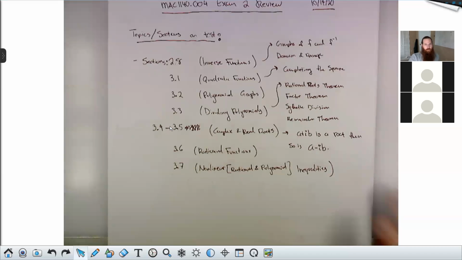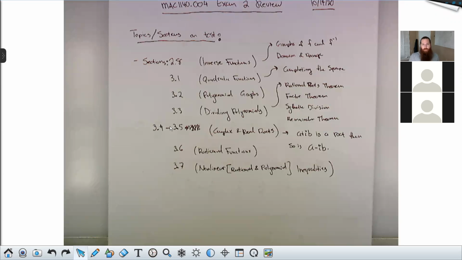Everything else in that section should have been reviewed. Polynomials and polynomial graphs. This is all stuff we've been talking about recently, so hopefully it's still fresh in your head. Polynomial graphs, make sure you remember the multiplicity thing, like bouncing versus crossing. Dividing polynomials, make sure you remember the theorems I've listed there.